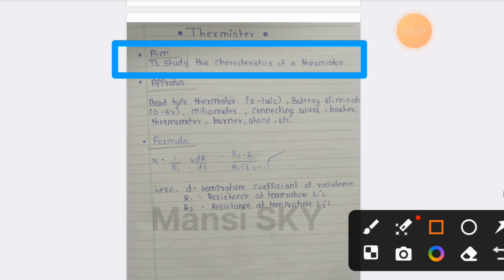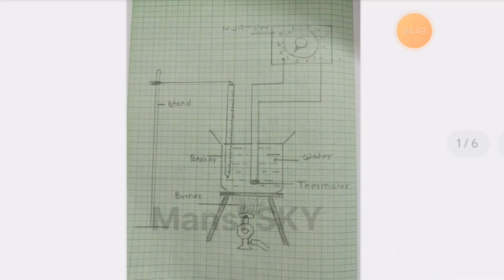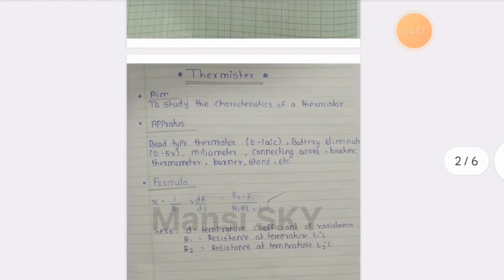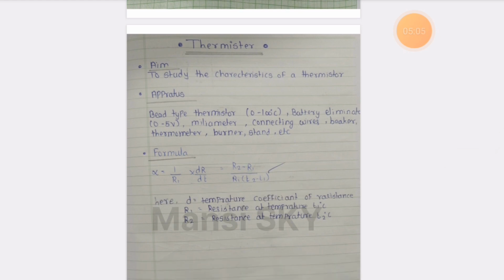Then we have the apparatus. Which things do we have in the apparatus? First is the bead type thermistor, then battery, then multimeter, then connecting wires, beaker, thermometer, and burner. You don't have to read or learn the apparatus, because in the examination all the apparatus used for this experiment will be provided. You just have to watch them and write down their names in the apparatus column. So you don't have to learn all the apparatus.